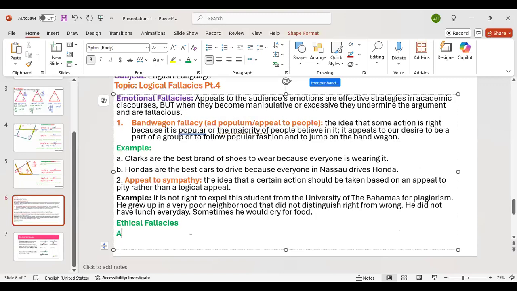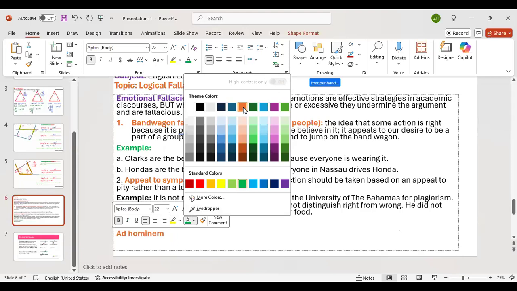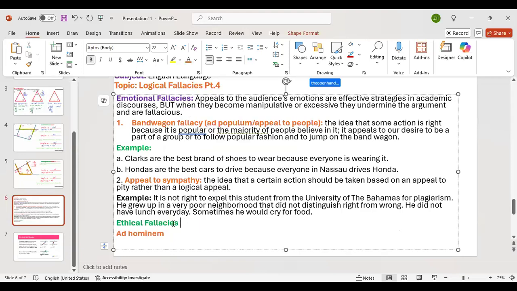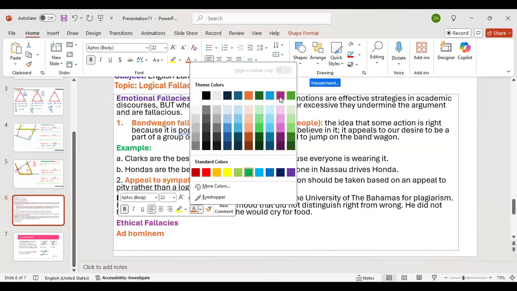Ad populum, very good. So ad populum is when you appeal to the people. You appeal to everyone is doing it, so it must be right. The next one is ad hominem. This one is different from ad populum, but it's a type of fallacy. It's an ethical fallacy. The reason why it's an ethical fallacy is because it's morally wrong.